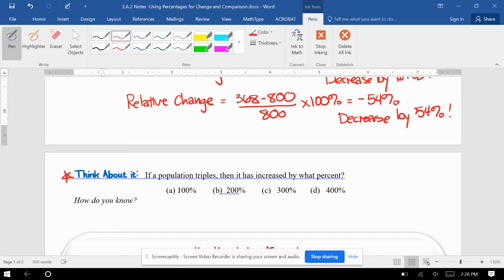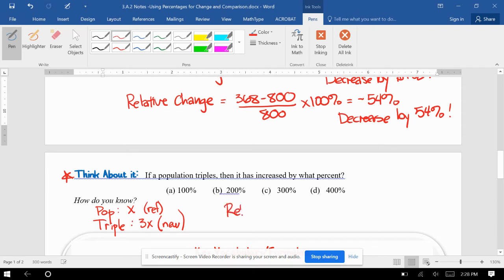So what I'm going to do is use the formula on the front. Let's say I have a population, but I don't know what that population is. So anytime I don't know something, I can give it a variable. If I triple that population, that would be 3x. So this is my reference value, my original. This is my new value. And we're going to use that formula. I'm going to prove to you that this is actually not going to be 300%.